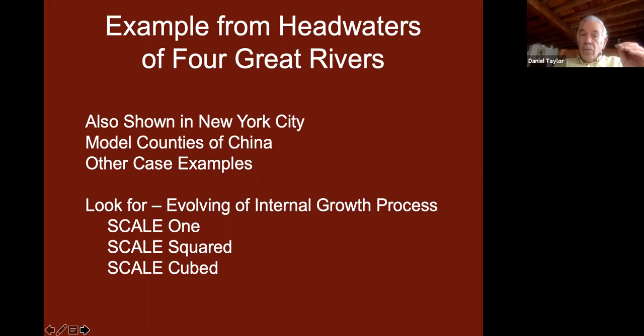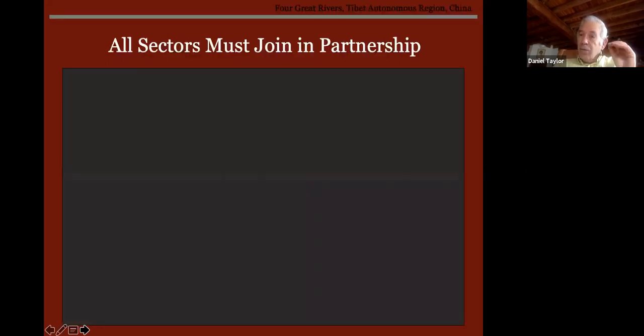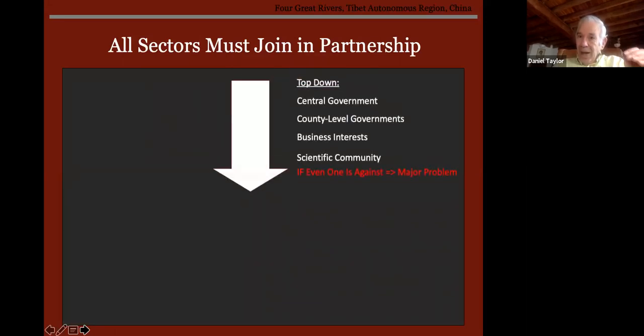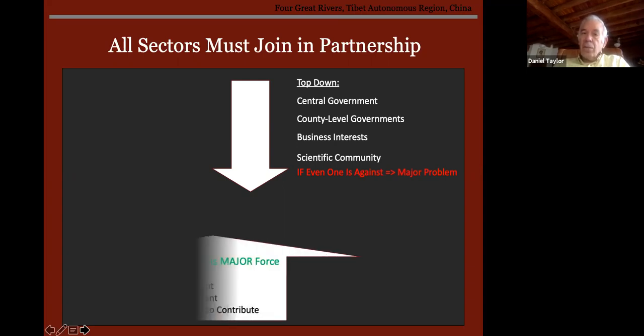And so what I want to now do is to give some summary points that came out of the Tibet example of how this all comes together. And they come together always in partnership. So instead of in scale cubed, what you must understand is that the enabling environment is the top down. You've got to use whatever government you have. You've got to use whatever businesses you have. Your job is not to cause a revolution. Okay? So in scale cubed, all sectors join in partnership.